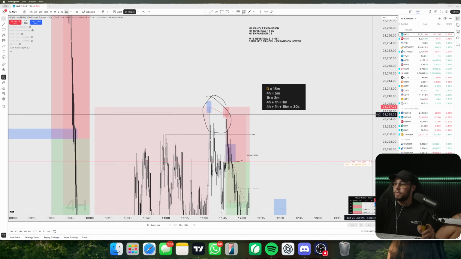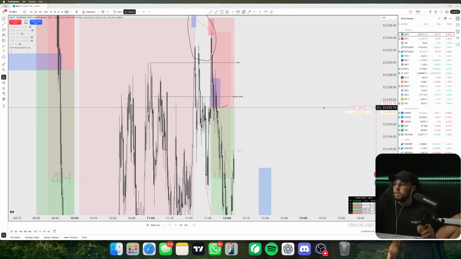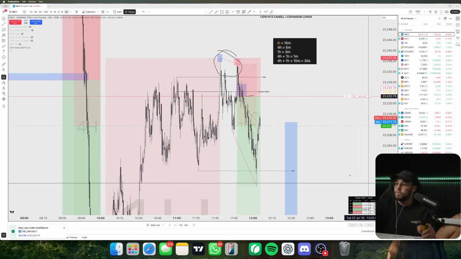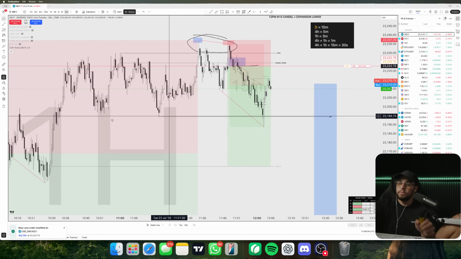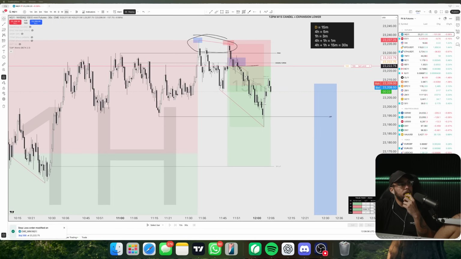$22275. That's where your stop is. Yeah, your stop loss is basically at entry. So I'll just put it on so that if it triggers, we know. But we'll see. We'll see how it plays out.